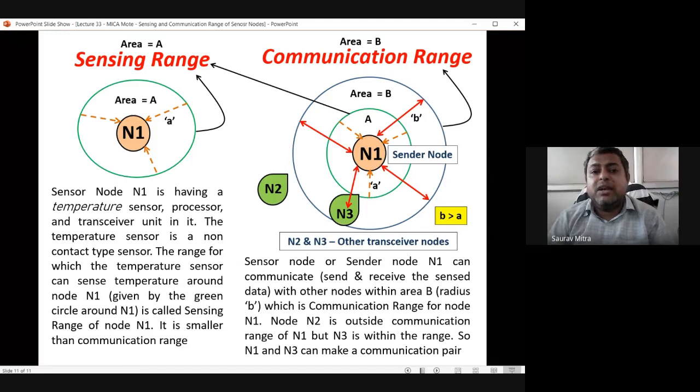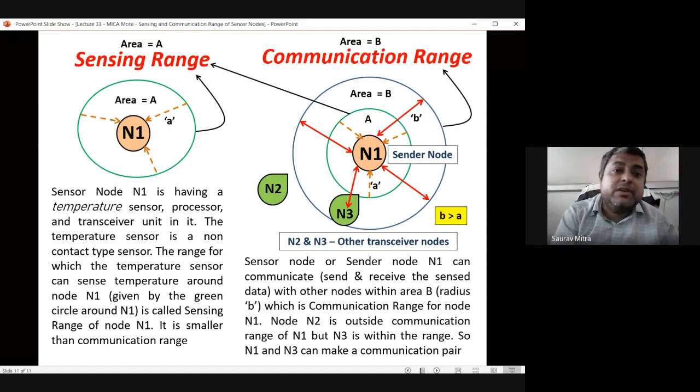There is something called sensing range and something called communication range. If you compare these two figures, you can find that this green circle is a sensing range. Within this green circle, the MICA mote node is kept here. It is a wireless sensor node, with temperature sensor, humidity sensor, pollution sensor, all those things placed on this MICA node. They can sense data within this green circle area. This green circle has a radius of small a. So this small a is called the sensing range.